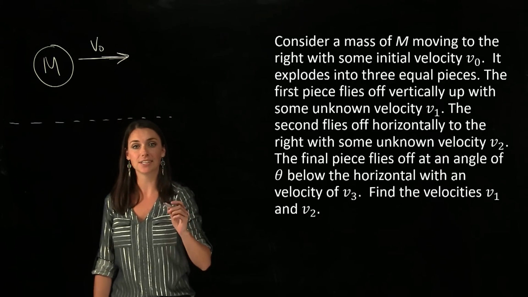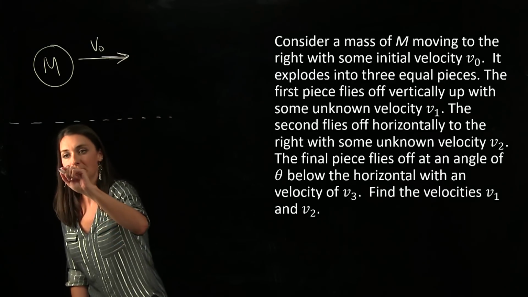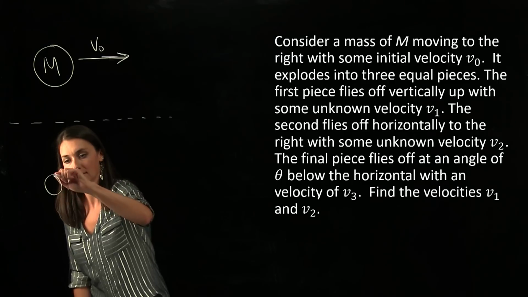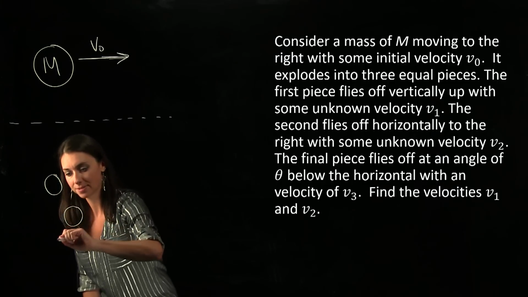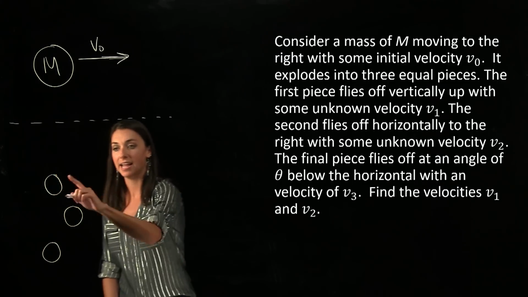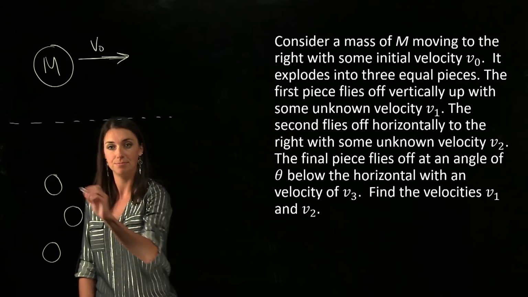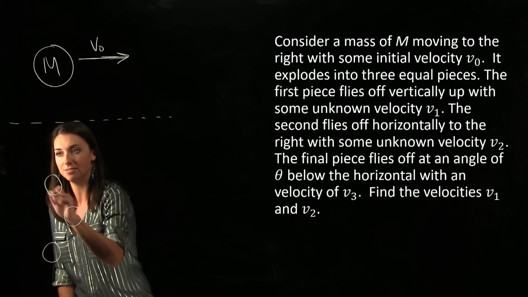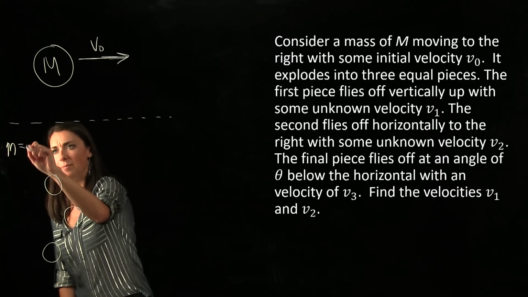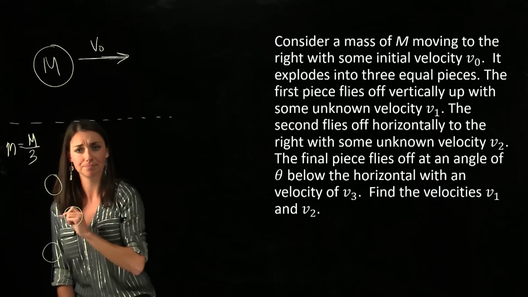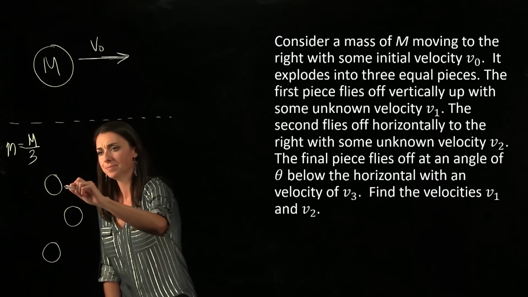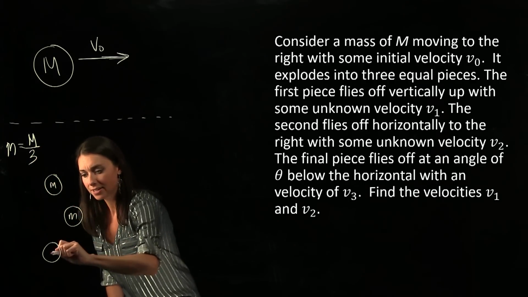And then after, we've got 3 pieces. I'm just going to draw them. Okay. And it's splitting into 3 equal pieces. So I'm going to take this mass and basically divide it into 3. So all of these, the mass is just m over 3. Okay. So I'll label that.